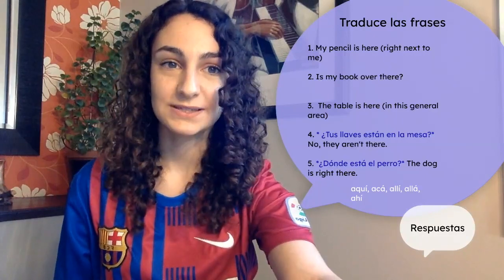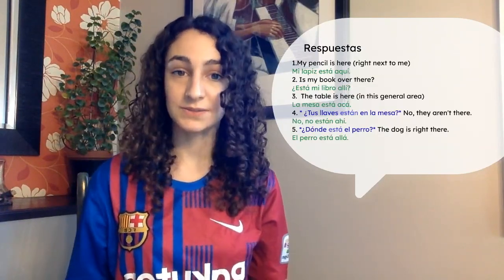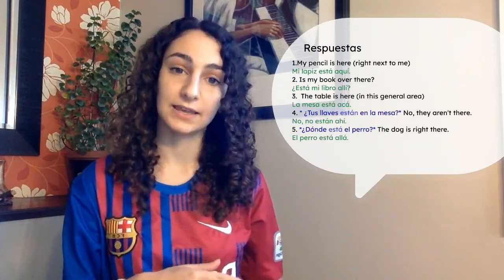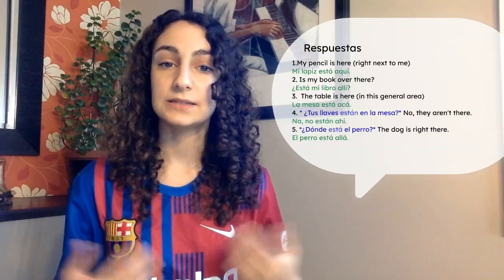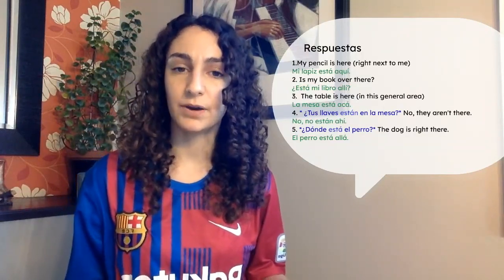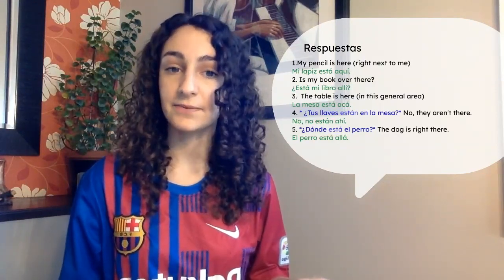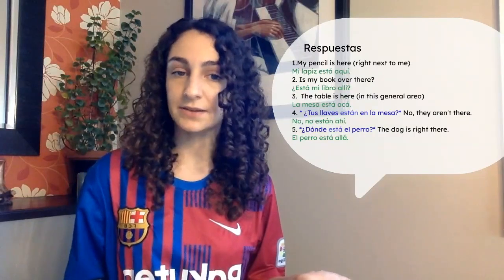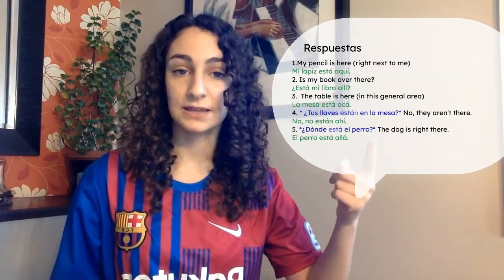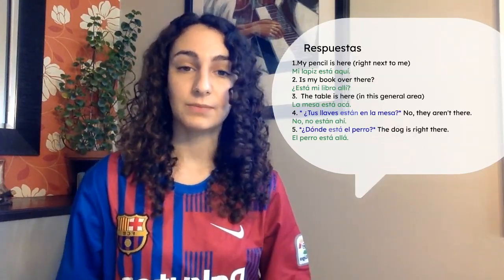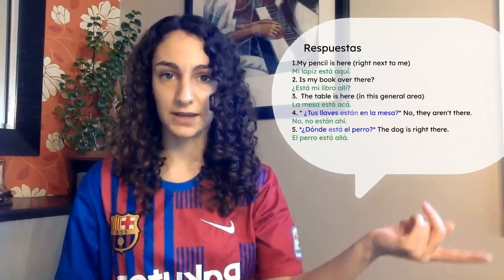All right. Ahora las respuestas. So we have my pencil is here, right next to me. That's where we use aquí. So mi lápiz está aquí. Is my book over there? So like far away. We can say, ¿está mi libro allí? So is my book over there? The table is here in this general area. Would be la mesa está acá. Tus llaves están en la mesa. You can say, no están ahí. So again, ahí is used to replace la mesa. Then we have, ¿dónde está el perro? El perro está allá. So he's over there where I can see him.